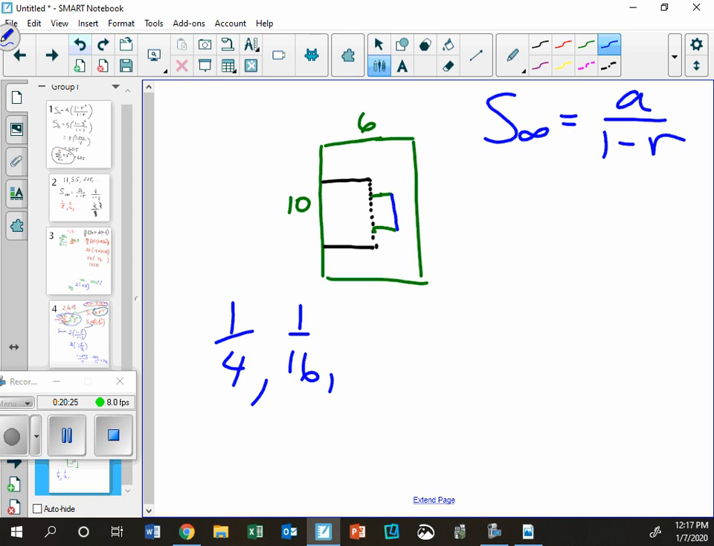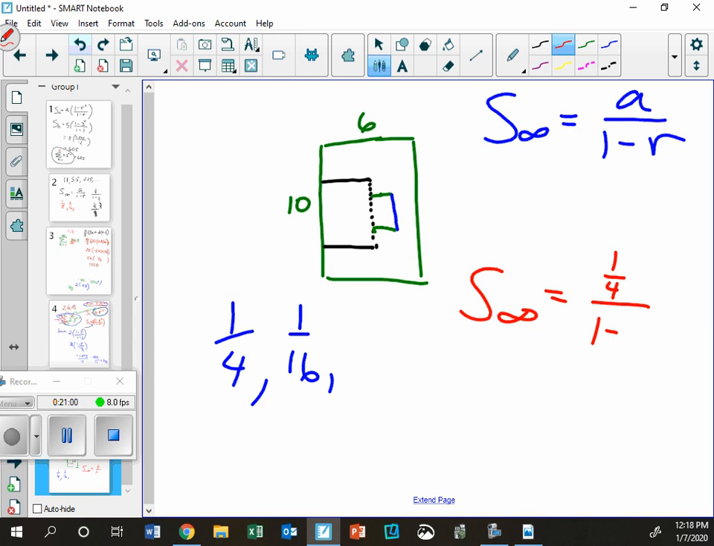Before we do the cutting, I want you to see that this is an infinite series, starting with cutting out a quarter, and then a 16th. The answer is not 4. The answer is not 3. What's the A? 1/4. 1 minus, what's the R?